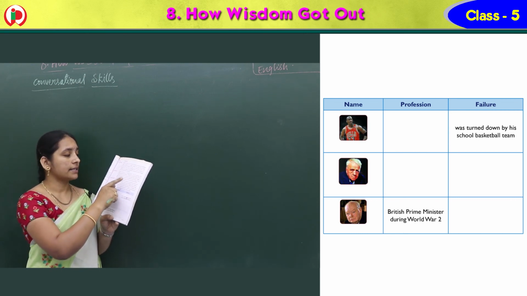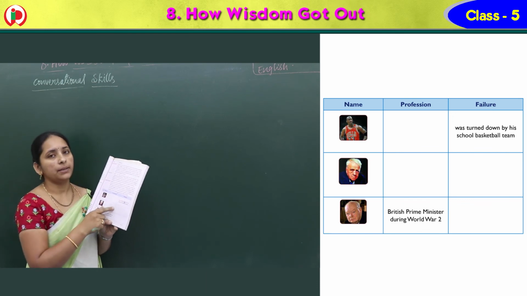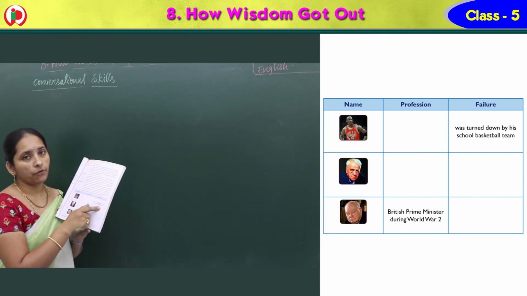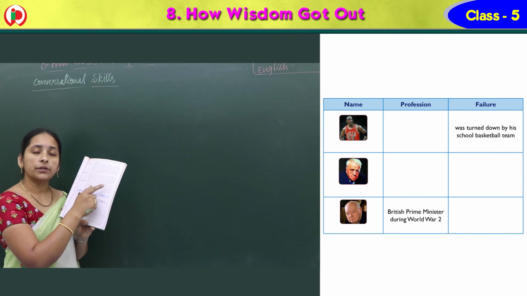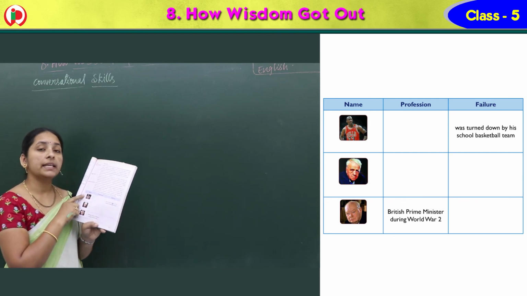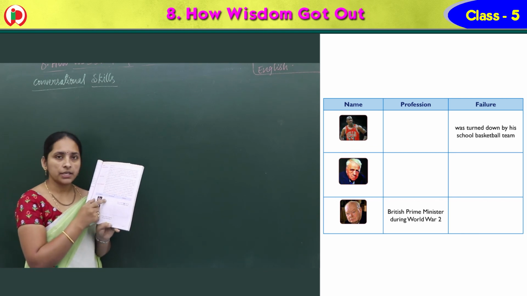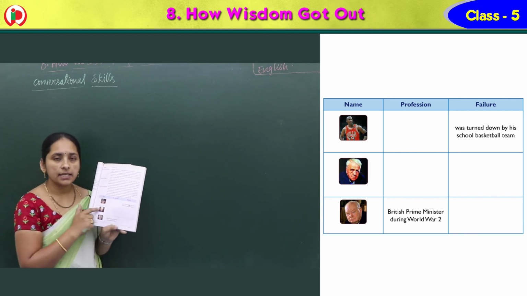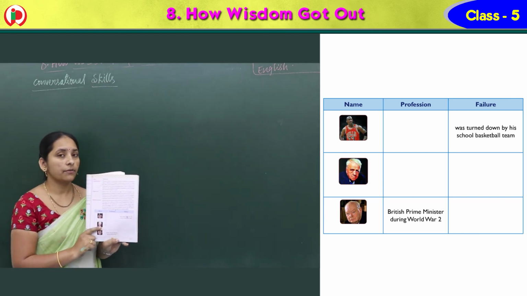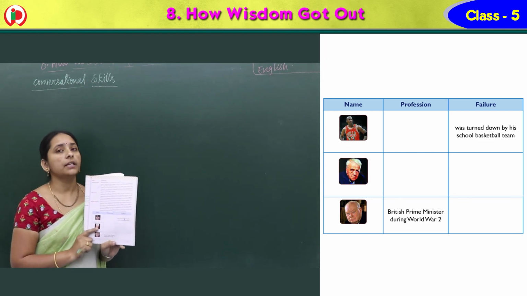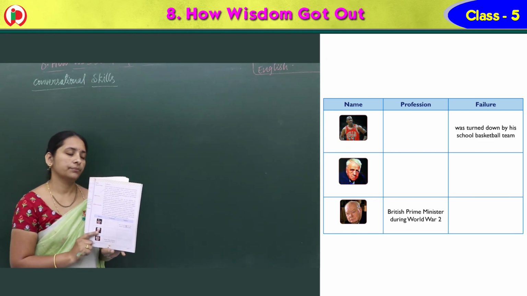Which had been given to him by a family member. Inability to run a farm that had been given to him by a family member. So that was his failure. Okay, children, you got it? So write all these in your book, all of you. This is the work for all of you to complete for the next class. Okay, children.